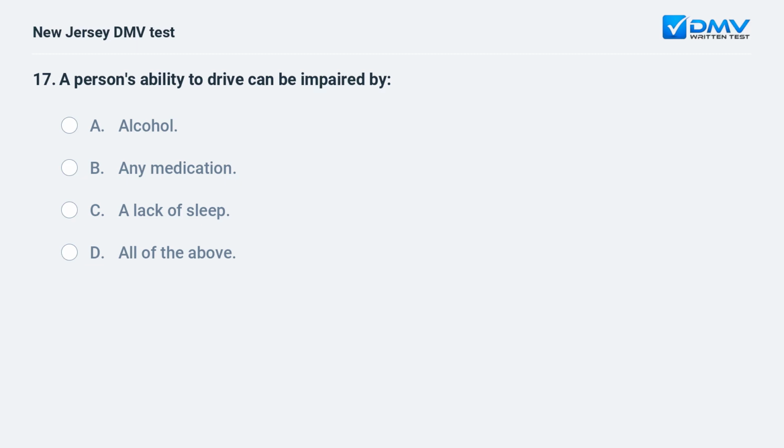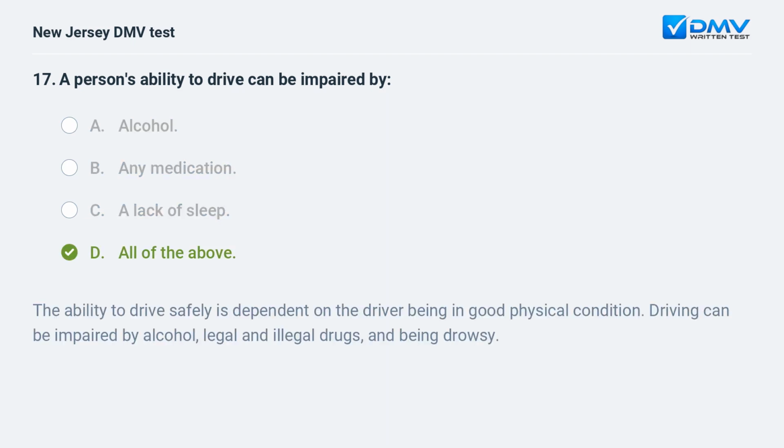A person's ability to drive can be impaired by A. Alcohol. B. Any medication. C. Lack of sleep. D. All of the above. D. All of the above. The ability to drive safely is dependent on the driver being in good physical condition. Driving can be impaired by alcohol, legal and illegal drugs, and being drowsy.